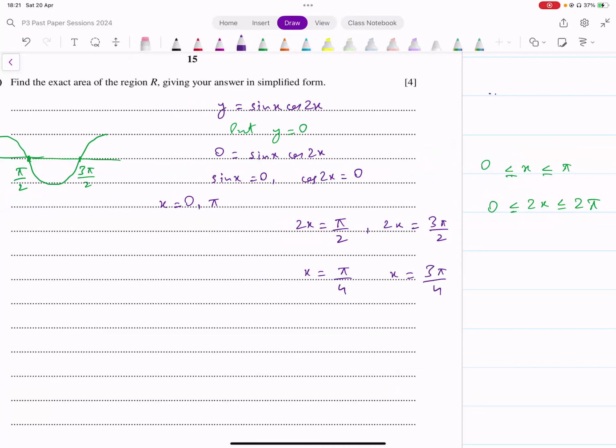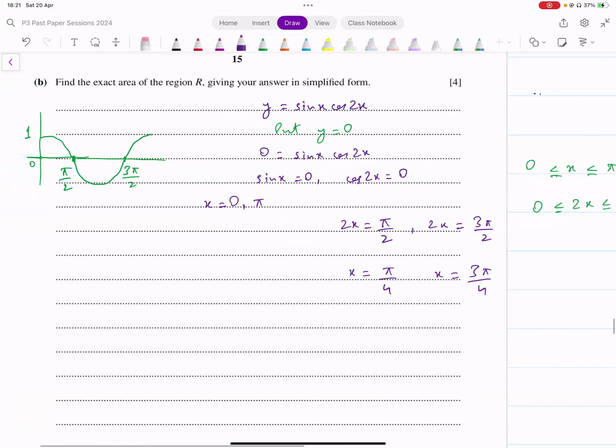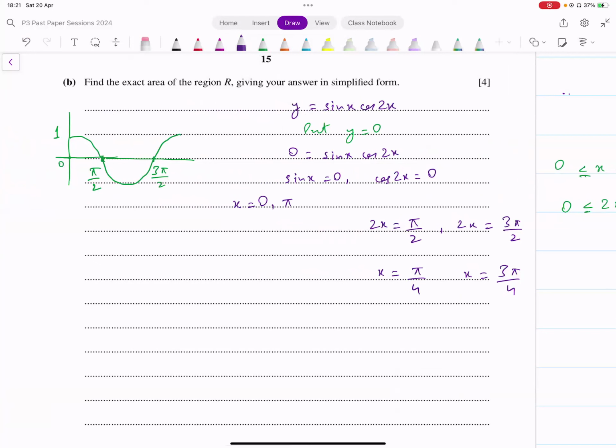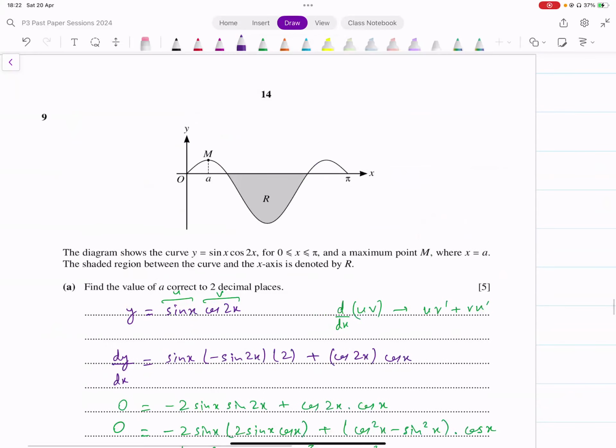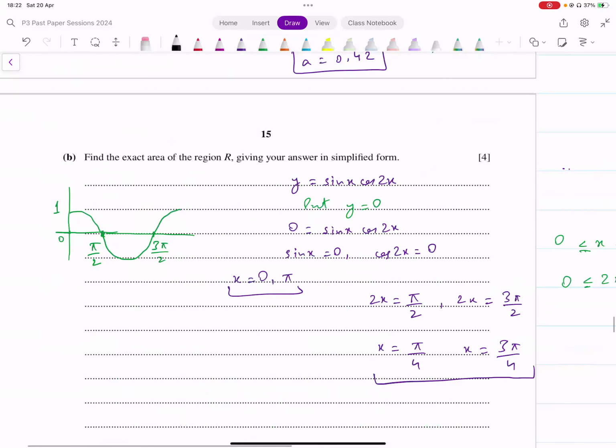So we have 4 x-intercepts that we're getting from this: 0, pi, pi over 4, and 3 pi over 4. Now keep them in mind. Let's represent them on that diagram. 0 is the smallest one. That's already shown here. Then the next one was pi over 4. That's here. Then the next one after that is 3 pi over 4.